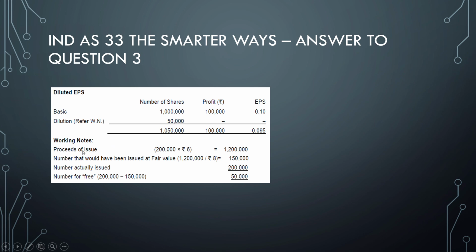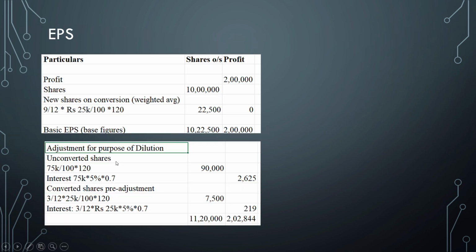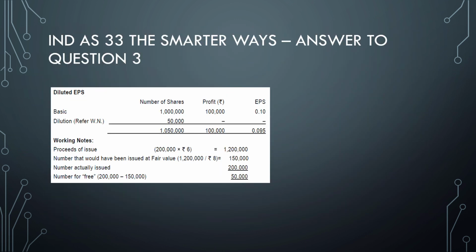It carries at least 2 to 3 marks. Proceeds of the issue is 2 lakh into 6, that will give you 12 lakhs, and the number that would be issued at fair value, because it's given in the question the average fair value is rupees 8, so 12 lakh by 8 will give you 1 lakh 50,000, and the number actually issued is 2 lakhs. So the free shares being issued is 2 lakh minus 1 lakh 50,000, that will give 50,000. If you apply that 50,000 shares in the diluted EPS workings here, that will give you the total number of shares at 10,50,000. So the profit by total number of shares, that is 1 lakh by 10.5 lakhs, will give you the resultant diluted EPS as 0.095 per share.